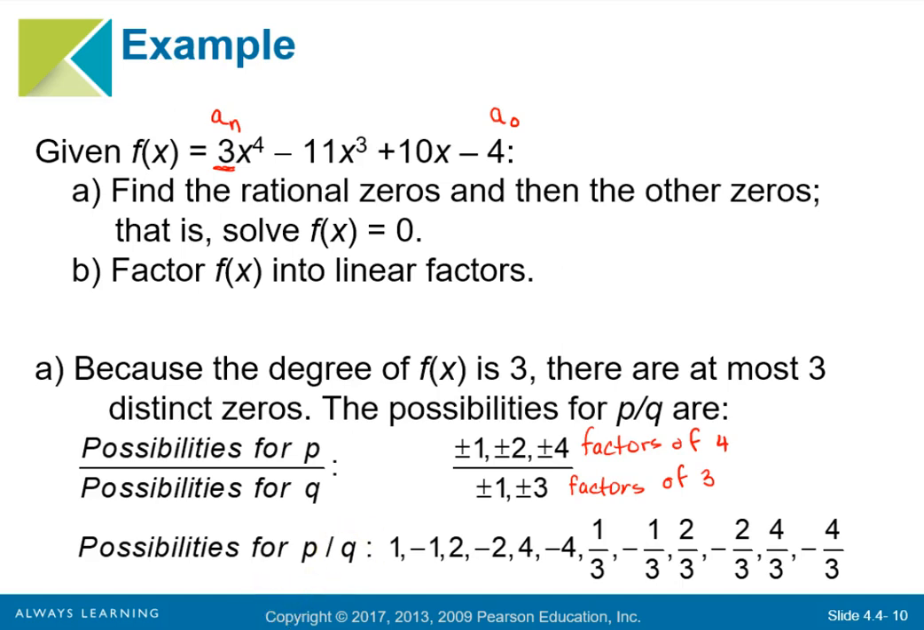We know that there are at most 3 distinct zeros because of the degree. Well, it should be a 4, I think. There is the possibility of 4 factors. Yeah, I think they made a mistake here, because this should be a 4, because this exponent is a 4.